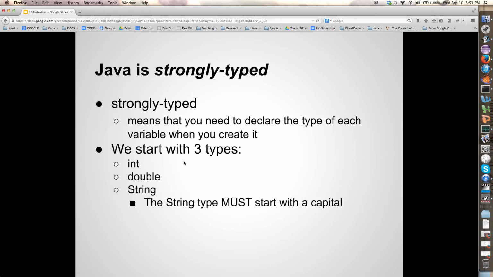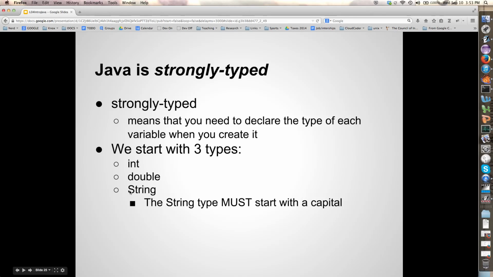Integer can store whole numbers like -7 or 5 or 274,612. Double is going to store decimal numbers like 10.6 or 118.4372, 0.1. Things like that are going to be stored in a double. A string, as you can imagine from talking about string literals, this is a variable that will store string literals.